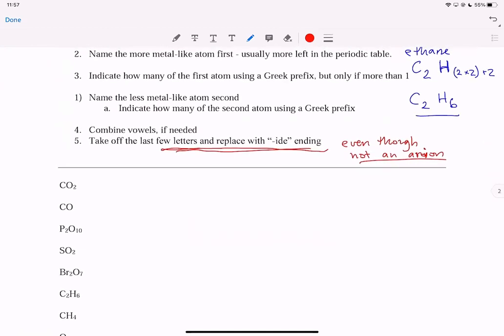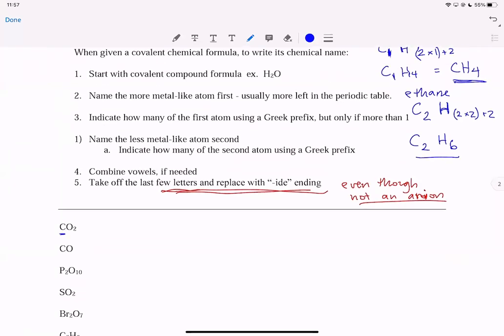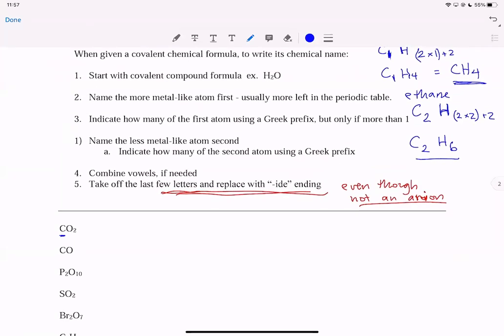So this is writing the element names when you're given the chemical formula. So this is 1 carbon. So 1 carbon means you just write the name carbon and you indicate how many using a Greek prefix, but only if there's more than 1. So when you have only 1, you don't need a Greek prefix. So no mono when it's the first atom. Okay, so you don't use mono when it's the first atom. So you just jump right into the element name, which is carbon.